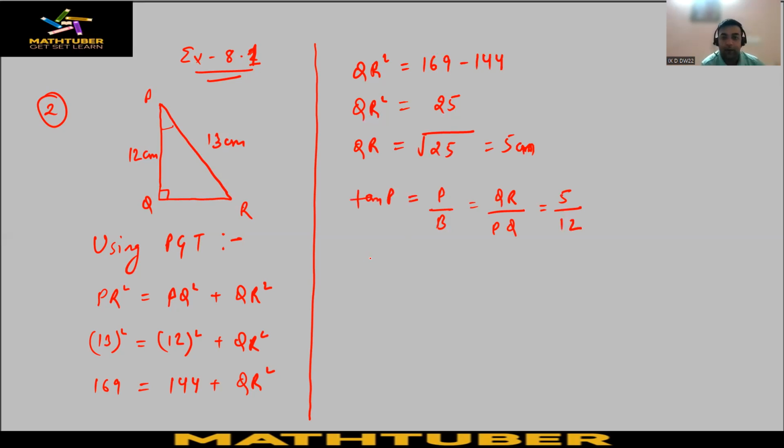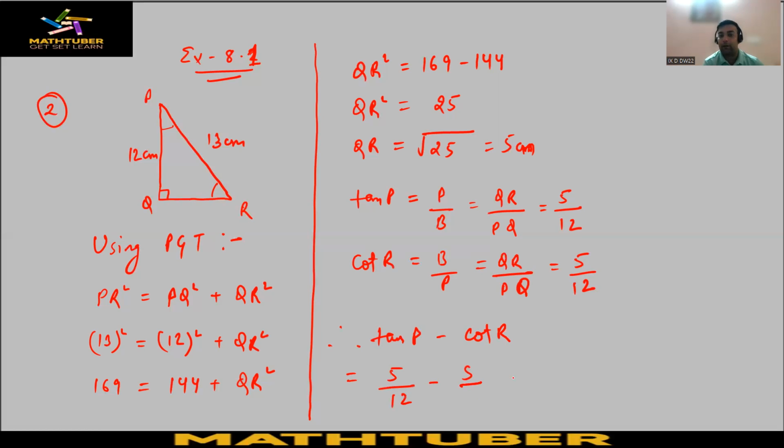And we have to find out cot R as well. According to angle R, base will be QR and the perpendicular will be PQ. So that will also be 5 upon 12, and therefore tan P minus cot R will be equal to 5 upon 12 minus 5 upon 12, which is equal to 0. Right?